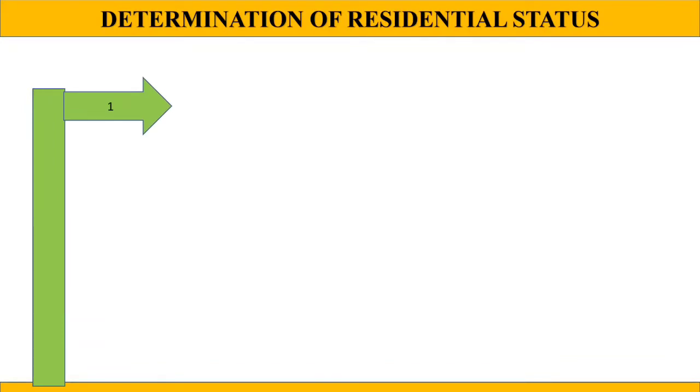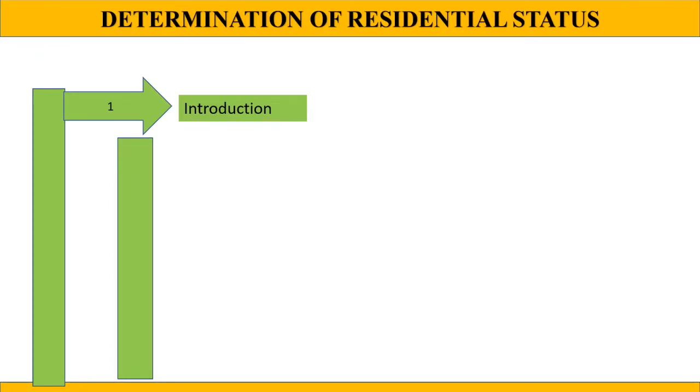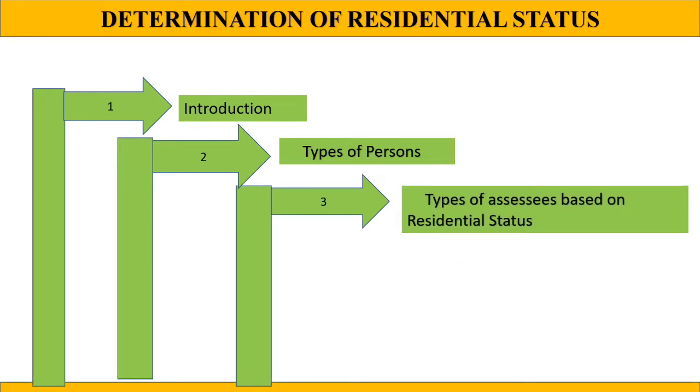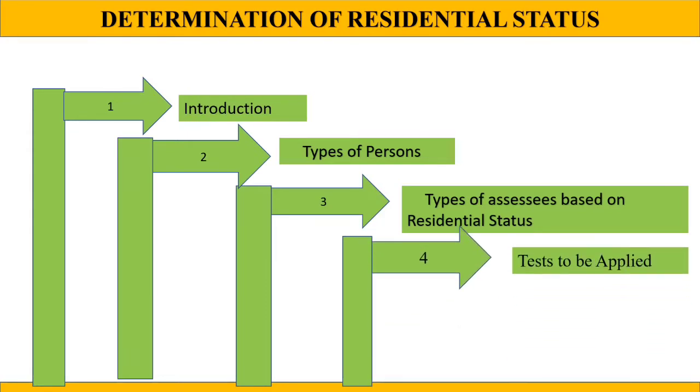This is the agenda for today's session. First, I'll be briefing you about what is meant by determination of residential status. Then number 2, what are the various types of persons according to Income Tax Act. And then types of assessees based on residential status, how we can classify assessees based on residential status, and lastly, what are the various tests to be applied in order to determine the residential status of an individual.